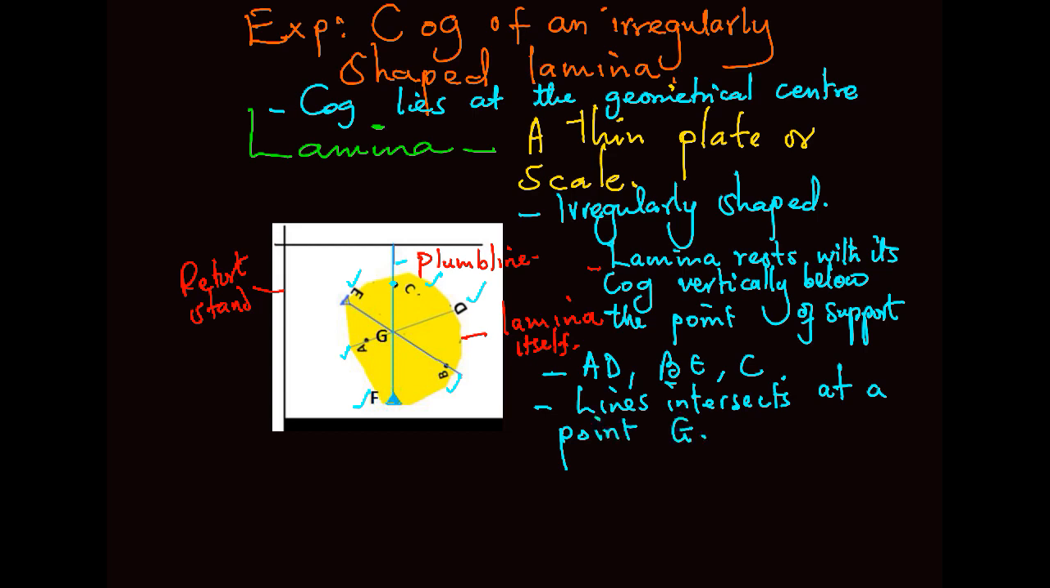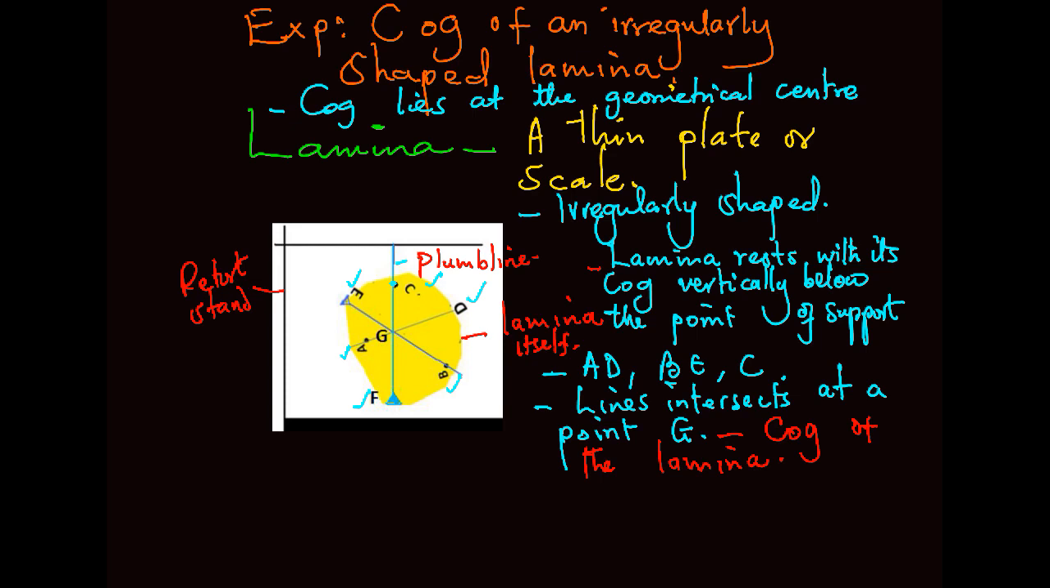The point G where the lines intersect is the center of gravity of the lamina. And that is basically how the center of gravity of a lamina is determined.